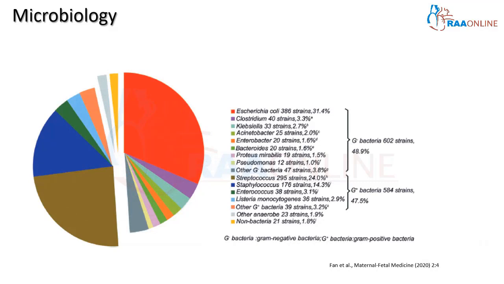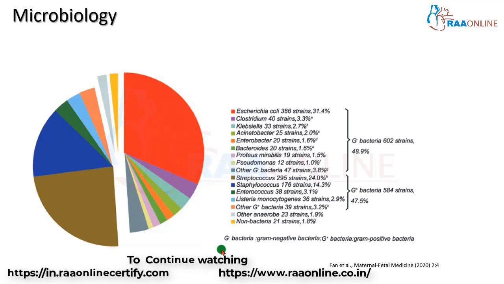When we come to the microorganisms responsible for maternal sepsis, the commonest organism is Escherichia coli. The second commonest is Clostridium tetani, and then there are other microorganisms like Klebsiella, Acinetobacter, Enterobacter, Bacteroides, Proteus mirabilis, Pseudomonas, and other gram-negative bacteria. There is Streptococcus, Staphylococcus, Enterococcus, Listeria monocytogenes, other gram-positive bacteria, other anaerobes, and other non-bacterial infections in pregnancy. So we need to culture and do the antibiotic sensitivity before starting treatment of maternal sepsis.